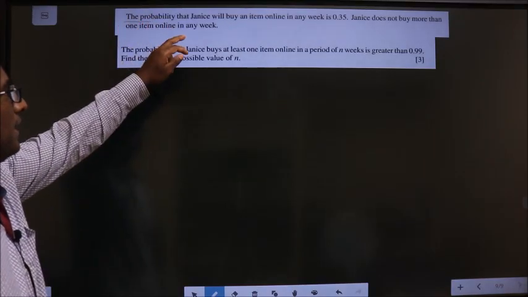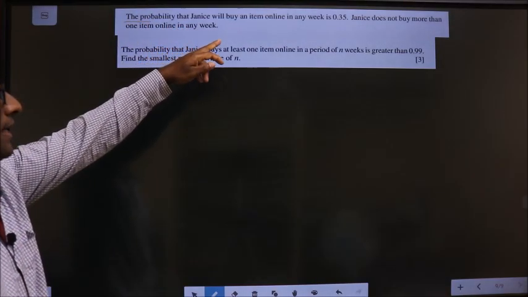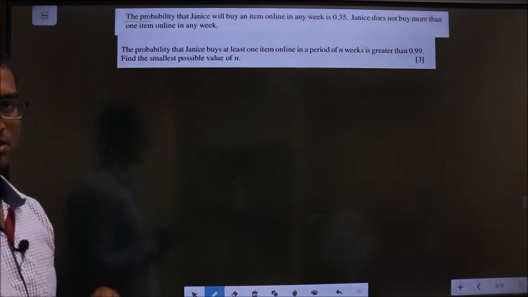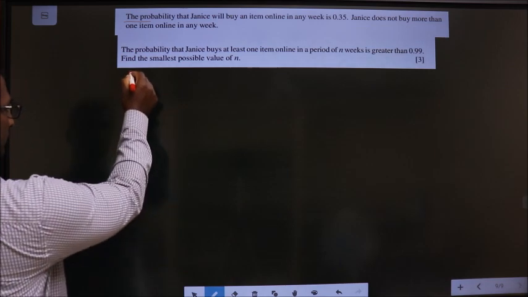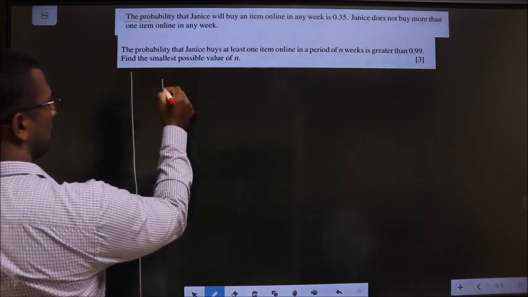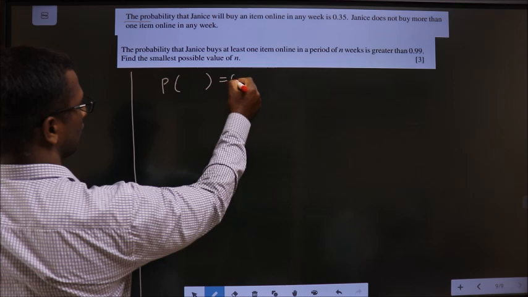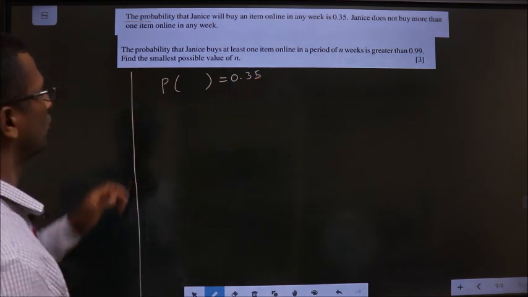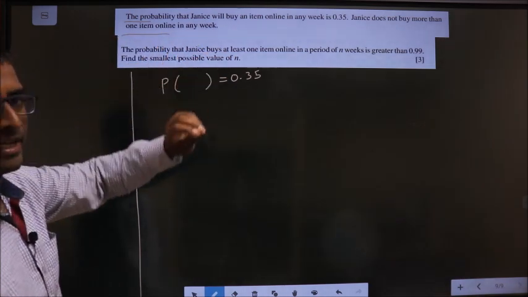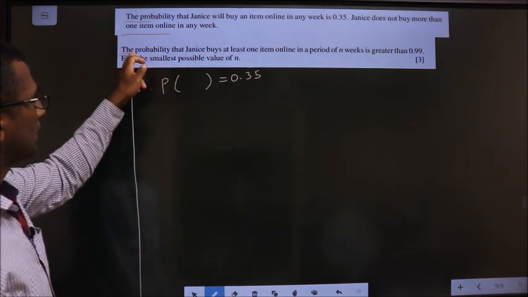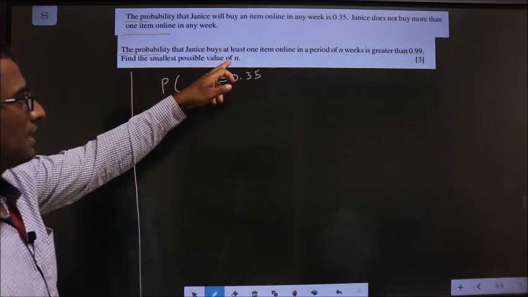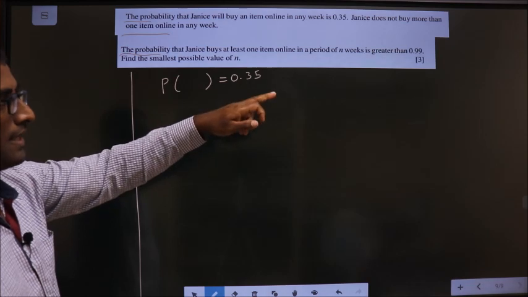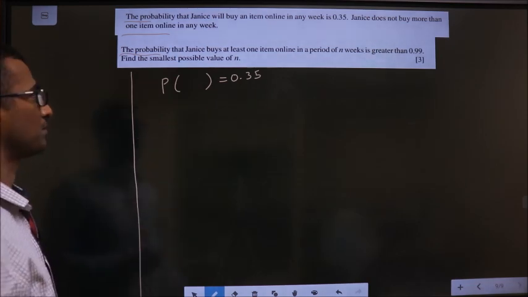The probability that Janice will buy an item online in any week is 0.35. You have come across information, make a note. So probability is given to be 0.35. Janice does not buy more than one item online in any week. The probability that Janice buys at least one item online in a period of n weeks is greater than 0.99.